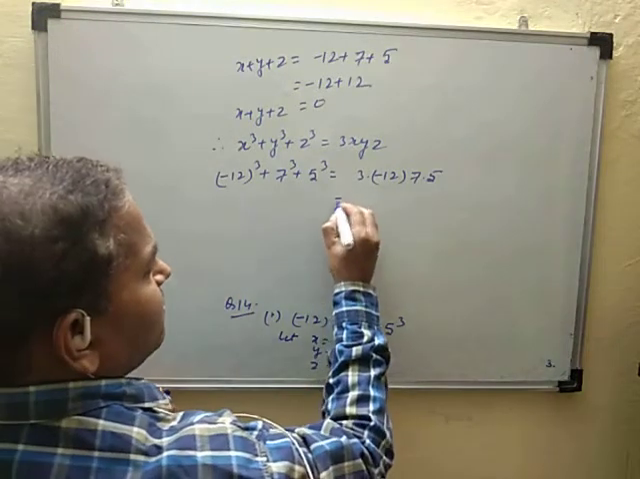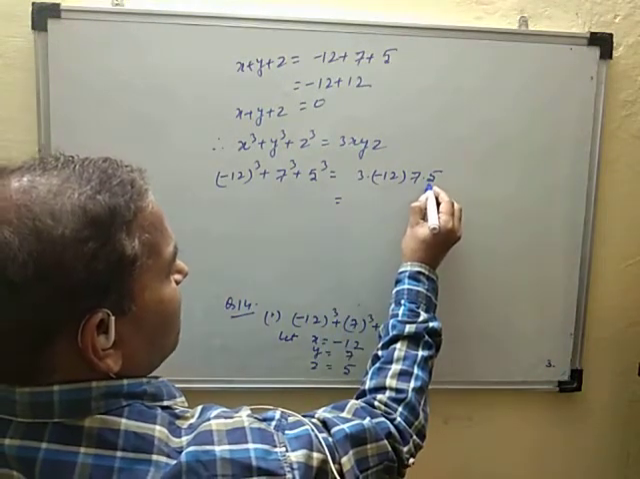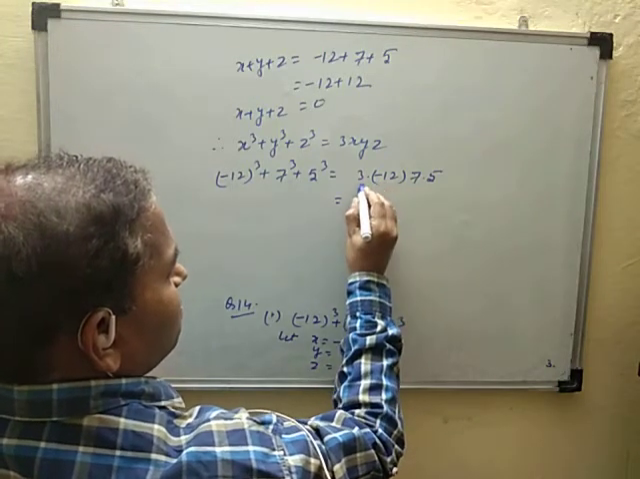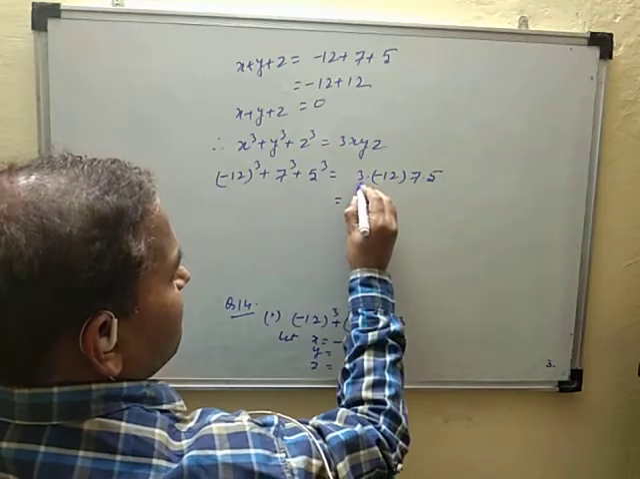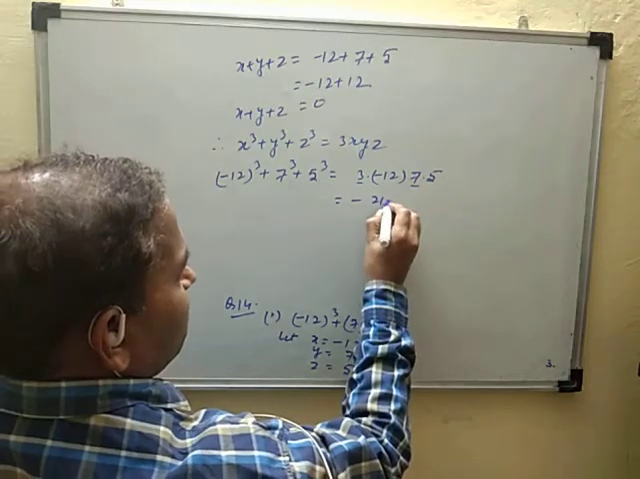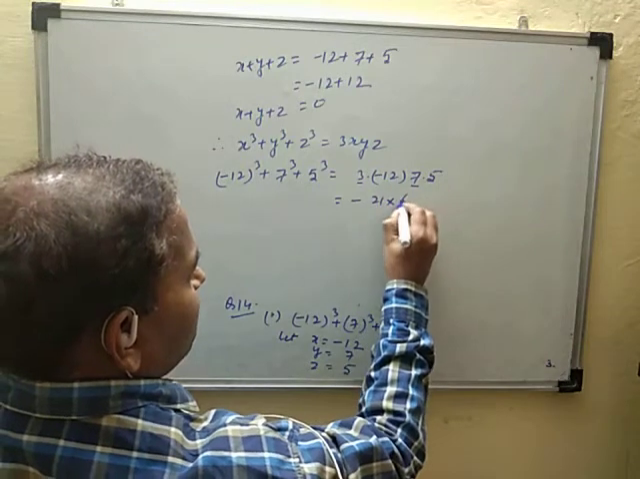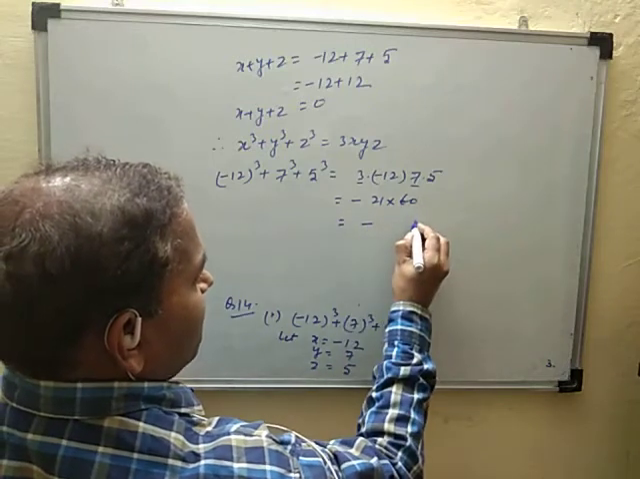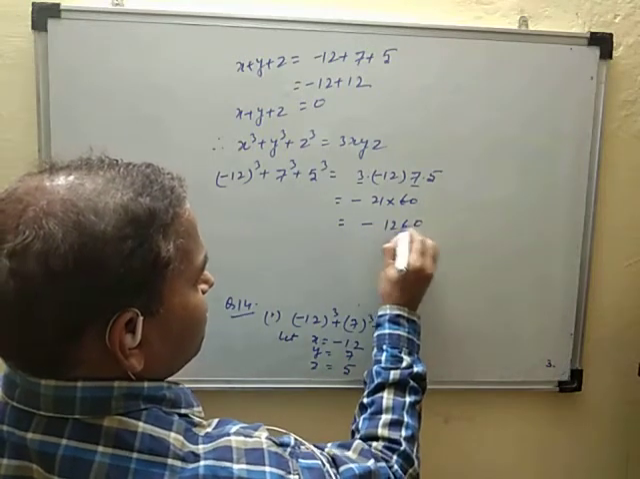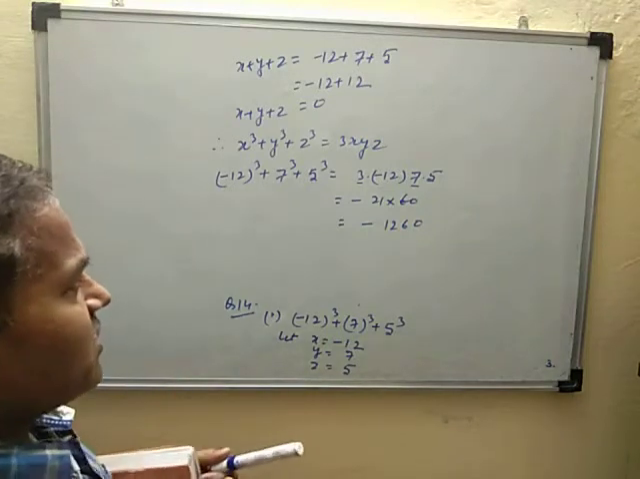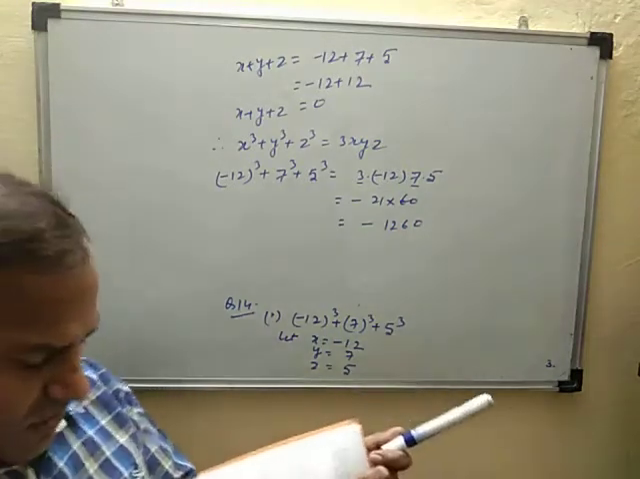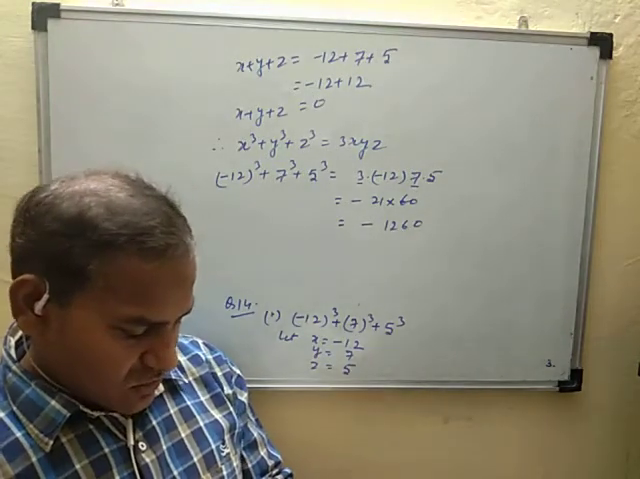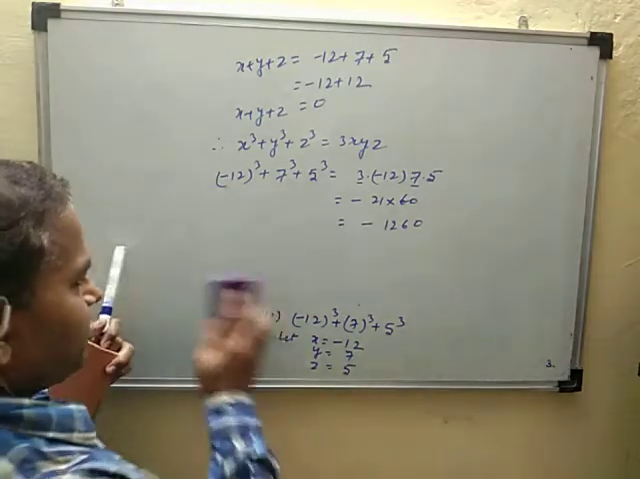So now multiply it. All signs are plus, one sign here is minus, so the sign is minus. Here 3 into 7 is 21 and 12 into 5 is 60. Now multiply 21 into 60, that is minus 1260. This is the sum of the cubes of the 3 numbers. Similarly, question number 14 is completed. Now question number 15.